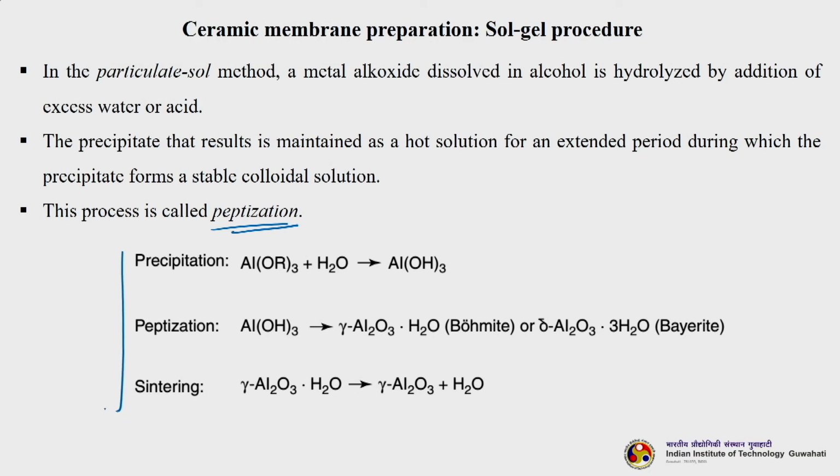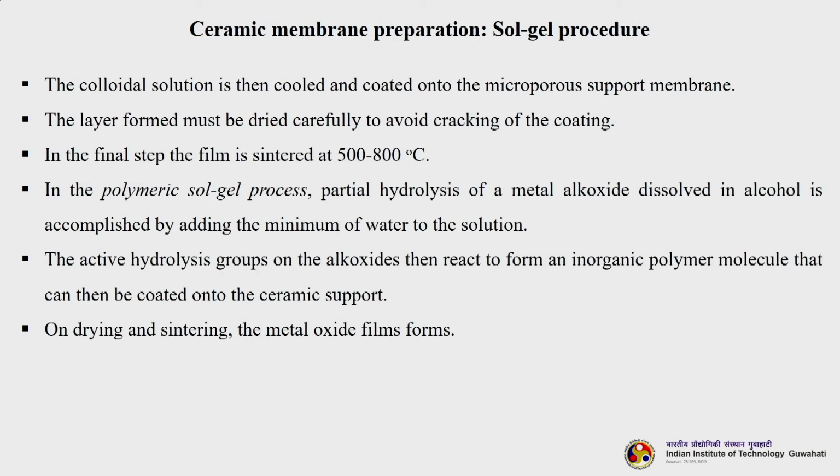So, a 3-step process here. Precipitation: one alkoxide plus water, you will get this boehmite type of molecule. Then in the peptization you get this boehmite. When the sintering is happening, you get gamma alumina plus water here. Okay. The colloidal solution is then cooled and coated onto the microporous support membrane. The layer formed must be dried carefully to avoid cracking of the coating. In the final step, the film is sintered, usually at 500 to 800 degrees centigrade, depending upon of course what the material is.